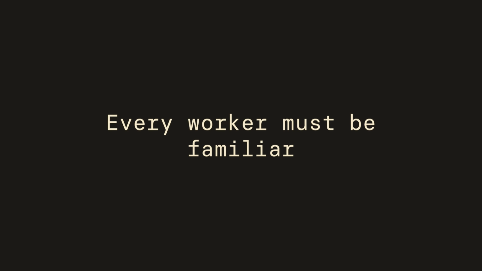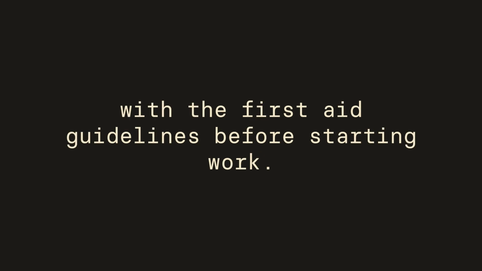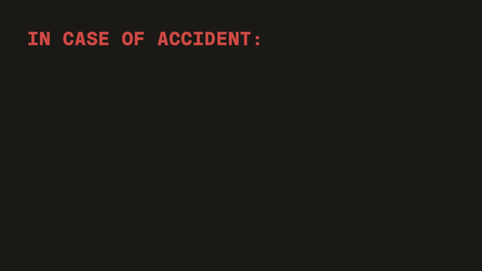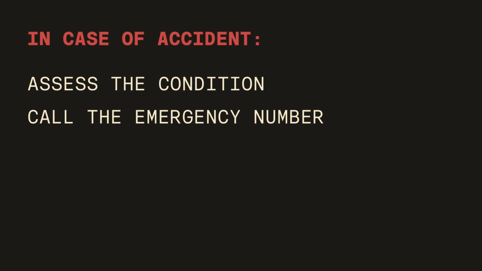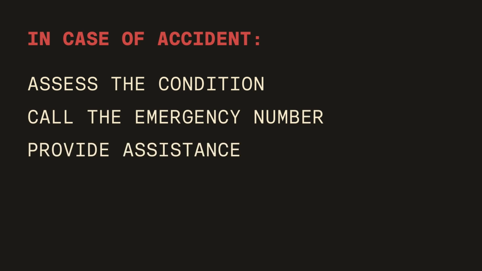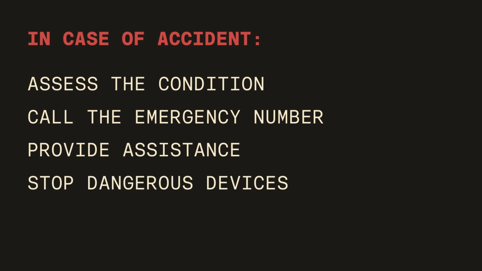Every worker must be familiar with the first aid guidelines before starting work. The most important thing is to act calmly and thoughtfully. Try to assess the condition of the injured person. In the event of a serious work accident, immediately call the emergency number. Provide assistance to the injured person within the available means. If necessary, stop dangerous devices, turn off the power supply.